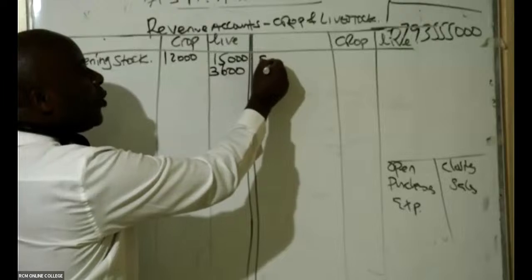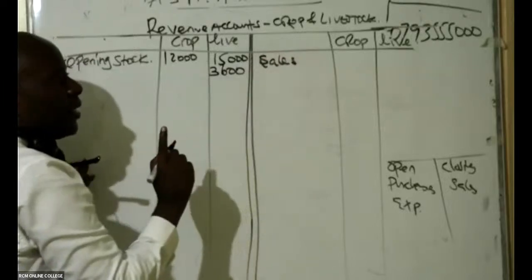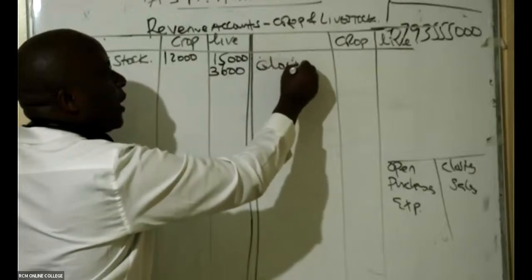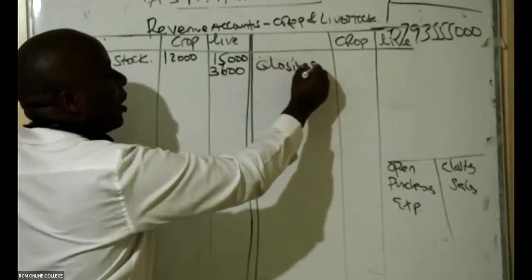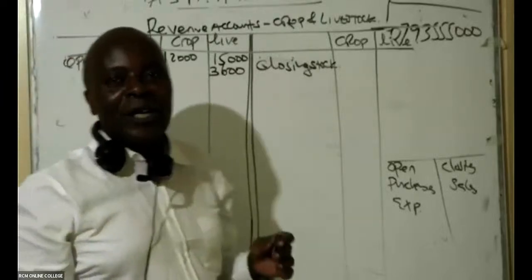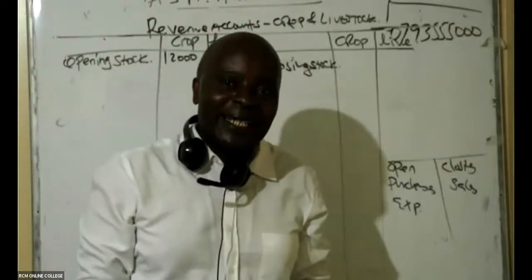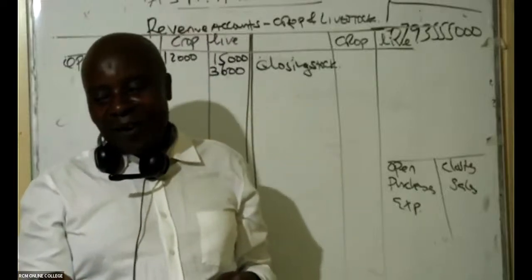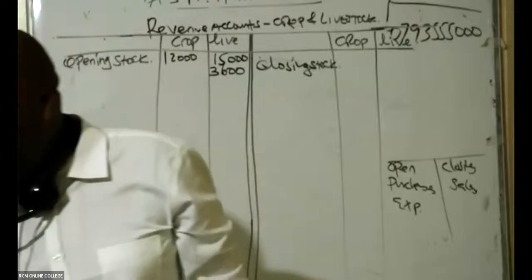Let's do the obvious things. Let's put closing stock first here. Closing stock can't come from the trial balance. Closing stock will be under additional information.